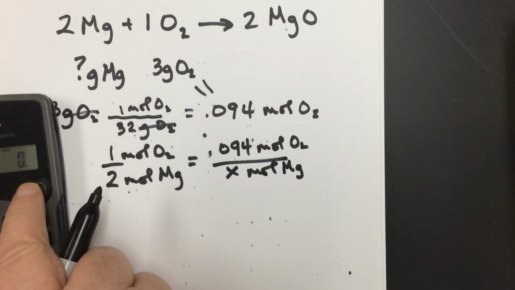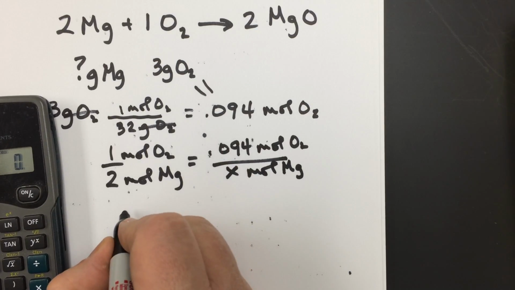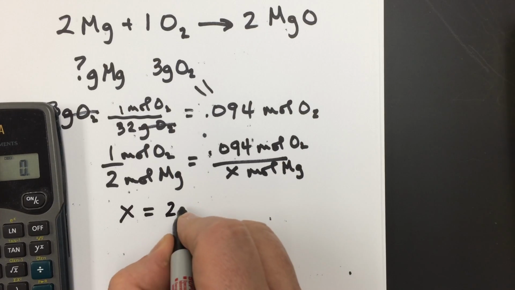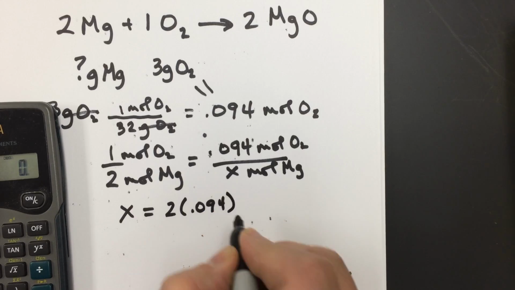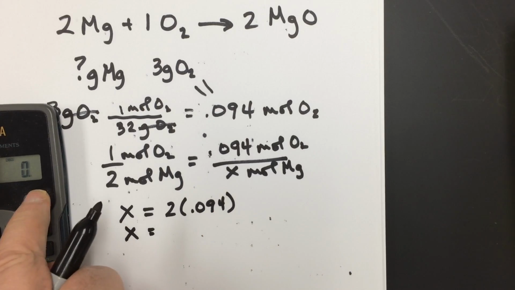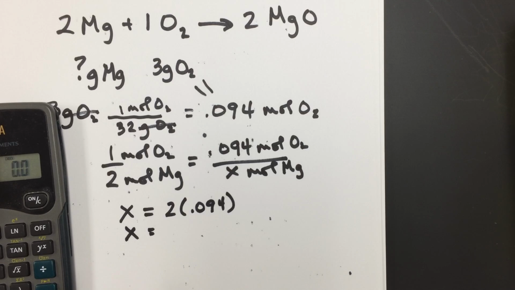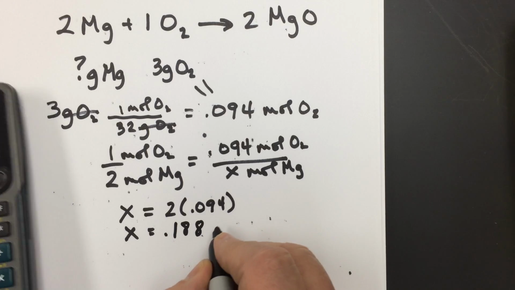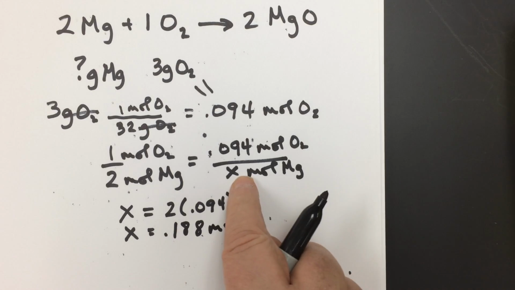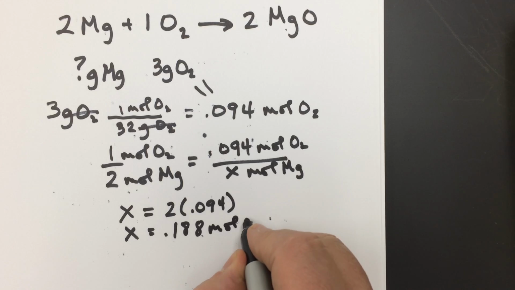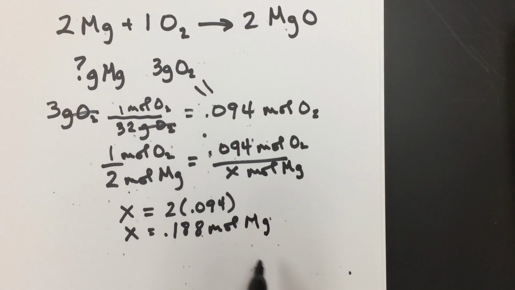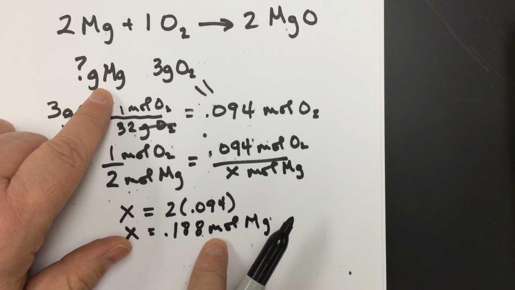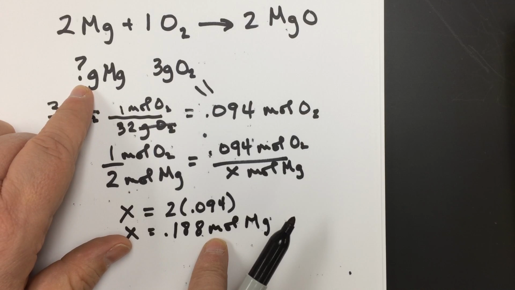Okay. So 1 times X is X. 2 times 0.094 equals 0.188 moles. Okay, I'm trying to find moles of magnesium, so moles of magnesium. Okay, now I'm not quite done. I have moles of magnesium, but I don't know what the grams of magnesium is.